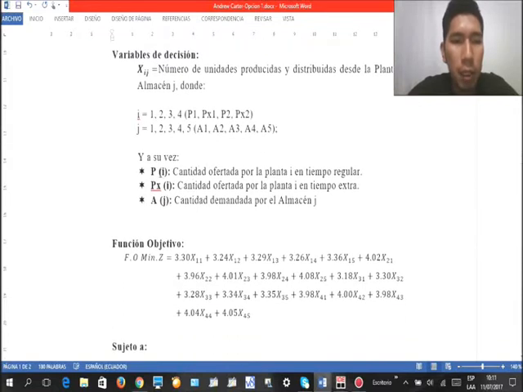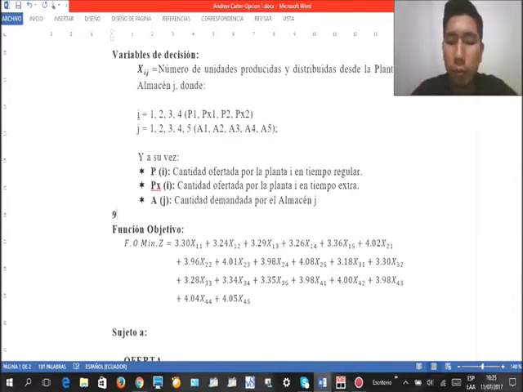Also, Pi is the quantity offered from plant i in regular time. Pxi is the quantity offered from plant i on overtime. Aj is the quantity demanded from warehouse j.